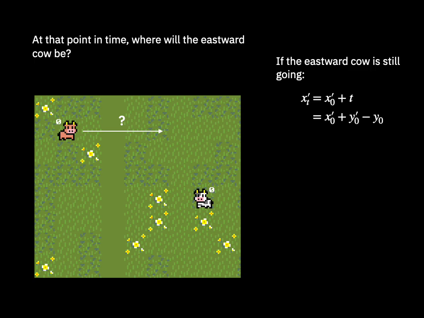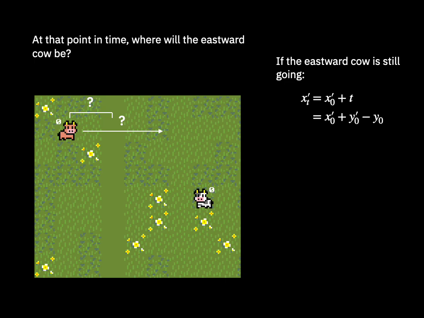If the eastward cow is still moving, the answer to the question is the same as before. X prime t equals x prime 0 plus y prime 0 minus y0. But if the eastward cow has stopped at some point in the meantime, then where will it be? Well, if it stops at some point after the time t we've just calculated, then its x coordinate at time t will still be x prime 0 plus t. But if it is stopped at some point before time t, then its x coordinate will be x prime 0 plus however far it traveled before it was stopped.